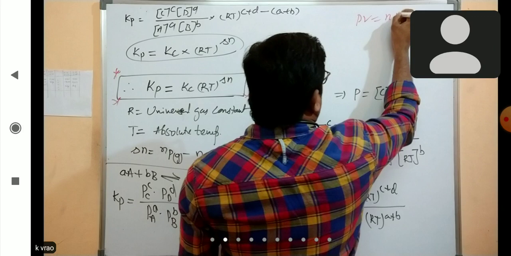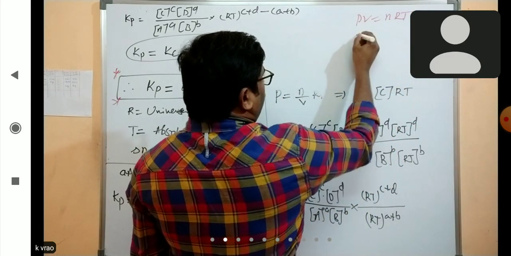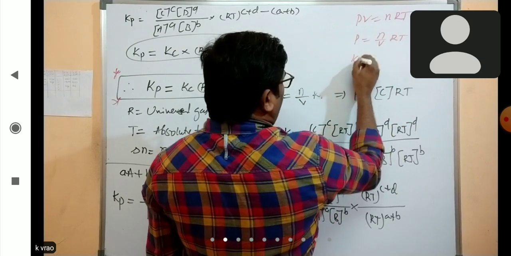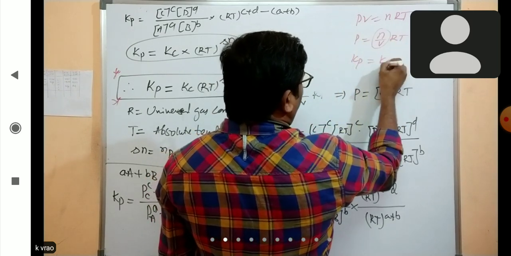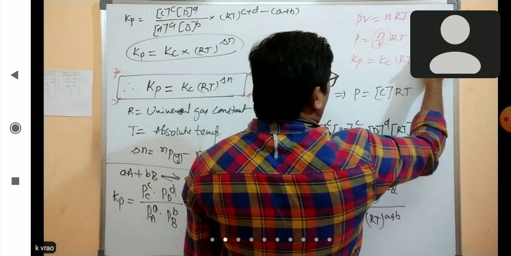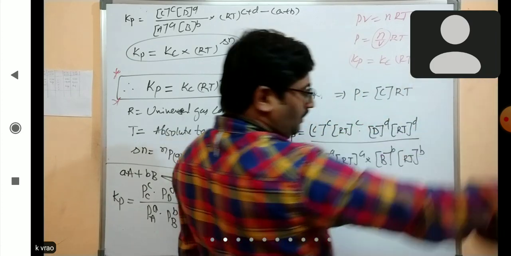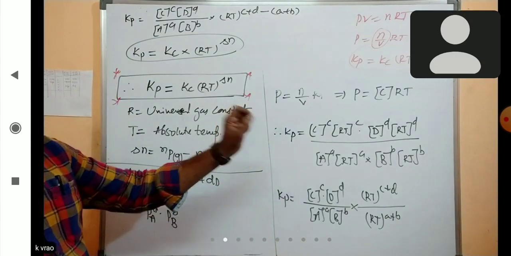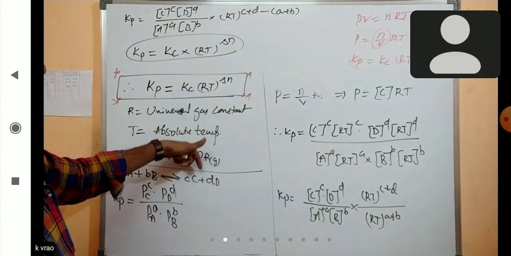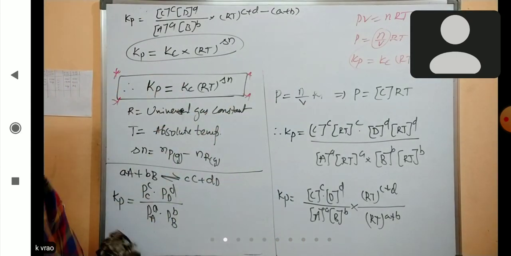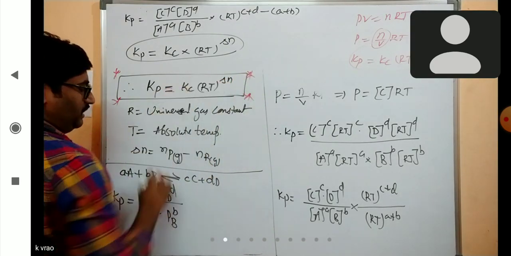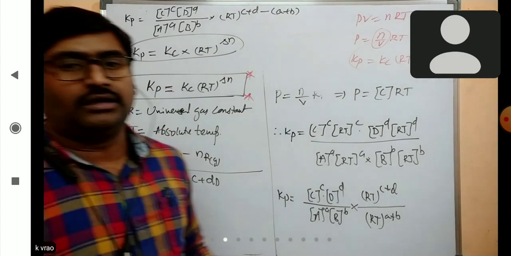PV is equal to nRT. So P is equal to n by V RT. Therefore, Kp is equal to concentration Kc, and keep RT power delta n. Remember this power delta n. So there is no need of this derivation, but if you want, you can copy it. But finally, if you remember this relation only, Kp is equal to Kc into RT whole power delta n.